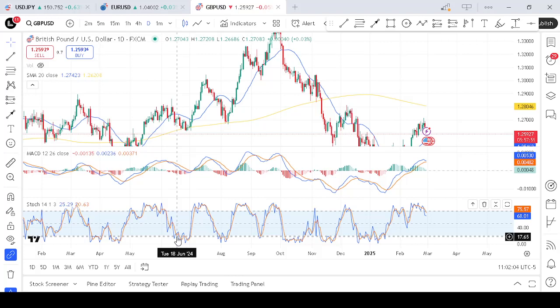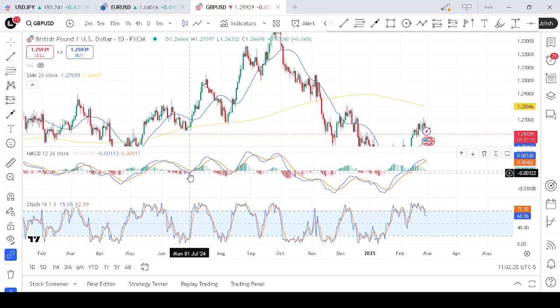Then we look at the MACD histogram. When we look at the MACD histogram, you would want to enter your long trade when the MACD histogram crosses below 0. You will want to enter when the MACD histogram crosses below 0. As you can see, it has crossed below 0 at this particular area here.